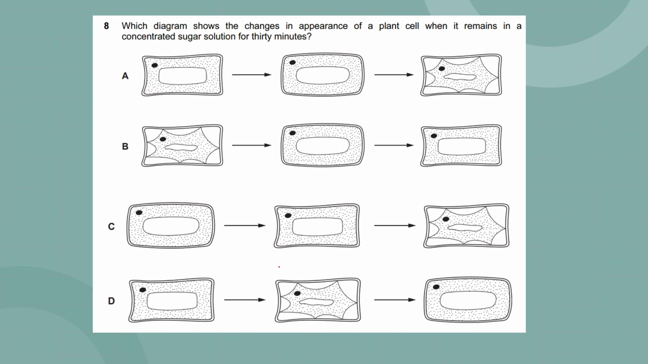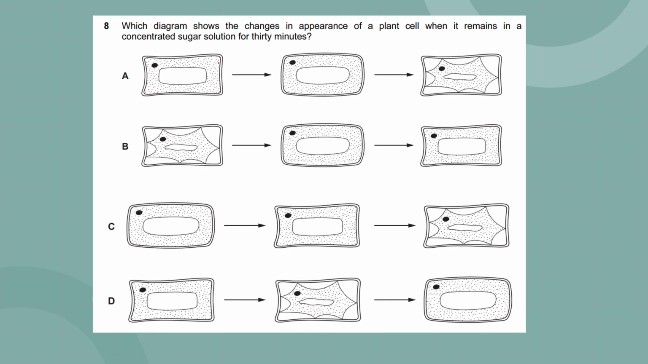Which diagram shows the changes in appearance of a plant cell when it remains in a concentrated sugar solution for 30 minutes? What is a concentrated solution, guys? Pause the video. A concentrated solution is when there are more solute particles than the solvent. Sugar solution contains sugar molecules and water molecules. So you can see that the cell is put in sugar solution and there's more sugar outside than inside, less water outside than inside. So water will move from a region of high concentration to low concentration, so from inside the cell to the outside.